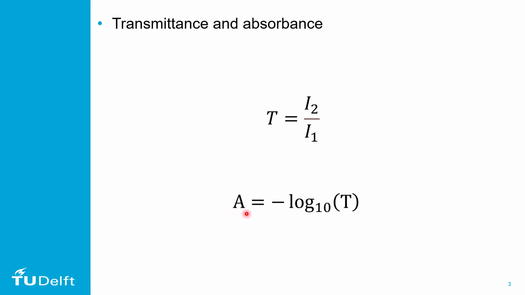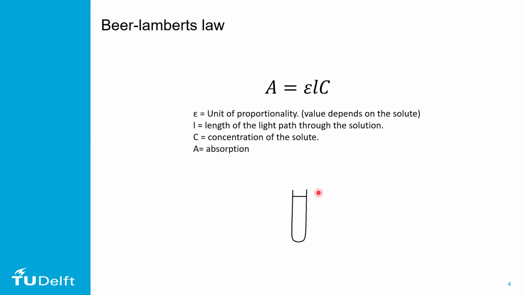How? That's given to us by Beer-Lambert's law, which you see on the slide right here. Beer-Lambert's law gives us an estimate of the absorption in terms of the concentration of the solute present in the solution. It depends on a few factors. One is the length of the light path through the solution. So this length right here, the distance that the light has to travel through the test tube, and the concentration of the solute.